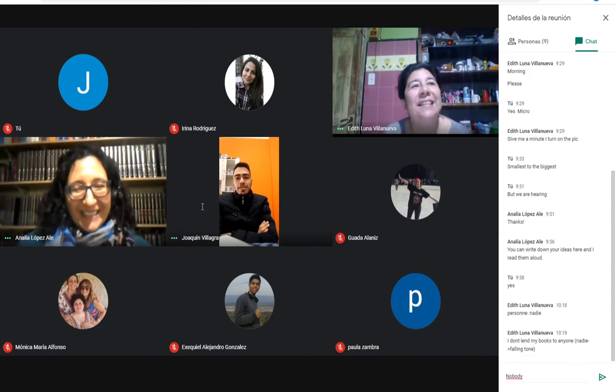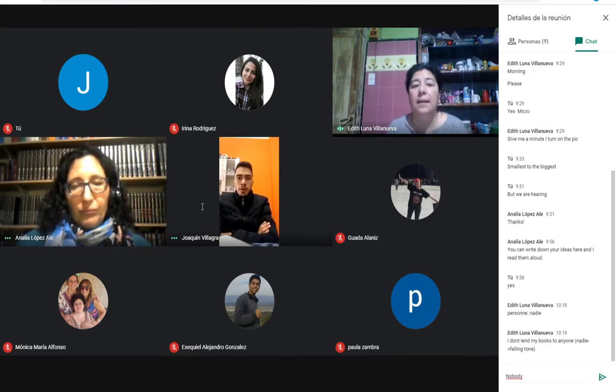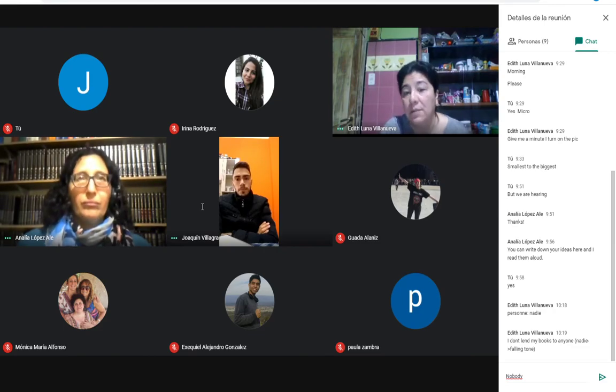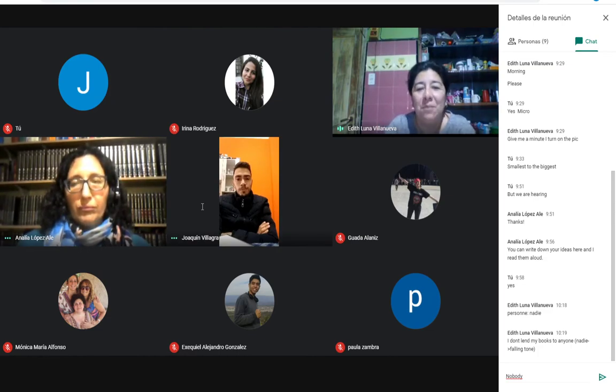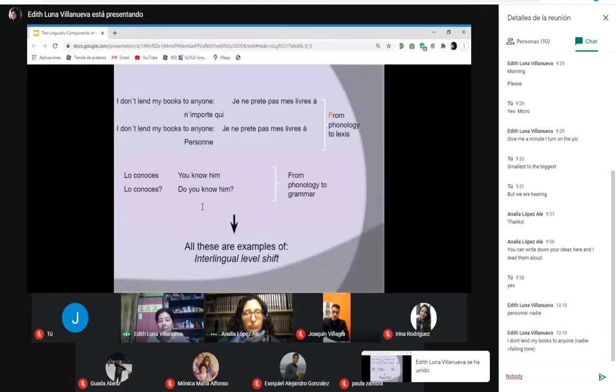I was saying that these examples are showing us that we cannot take the same contrast in one language and in another all the time from the same level. I mean, considering the same level source. What we need to do is what I mentioned in the previous slide in the PowerPoint, which was to mix or cross levels.